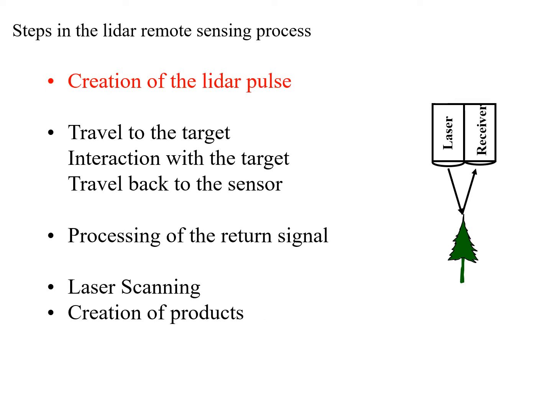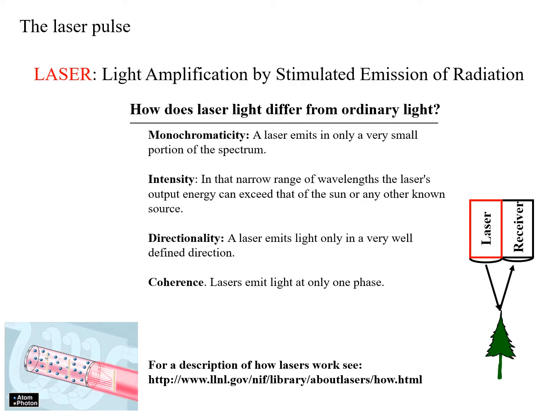So let's go through the steps in the LiDAR remote sensing process. The first thing you have to do is create a laser or LiDAR pulse. So what is a laser pulse? Well, laser is an acronym that I really like because it does what it says and it says what it does. It's light amplified by the stimulated emission of radiation. That is, there's some material, could be solid, can be liquid, I think it could be gas as well, and you're going to stimulate it somehow, either with light or electricity, and that's going to cause an amplified emission of radiation.